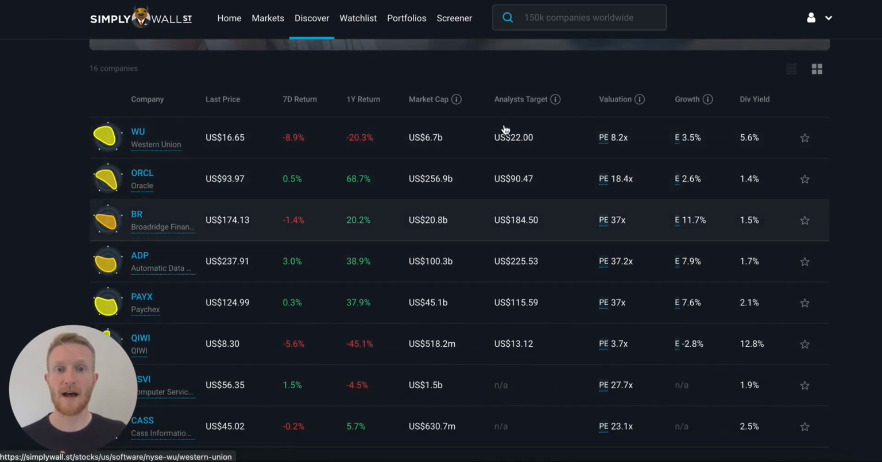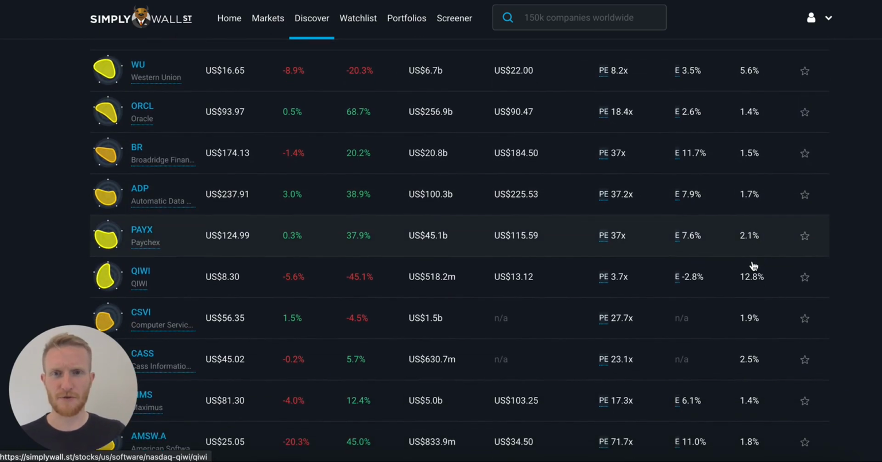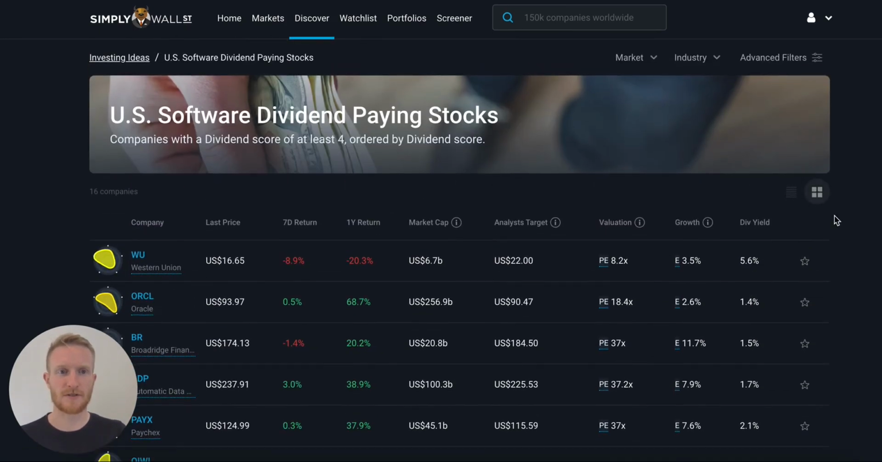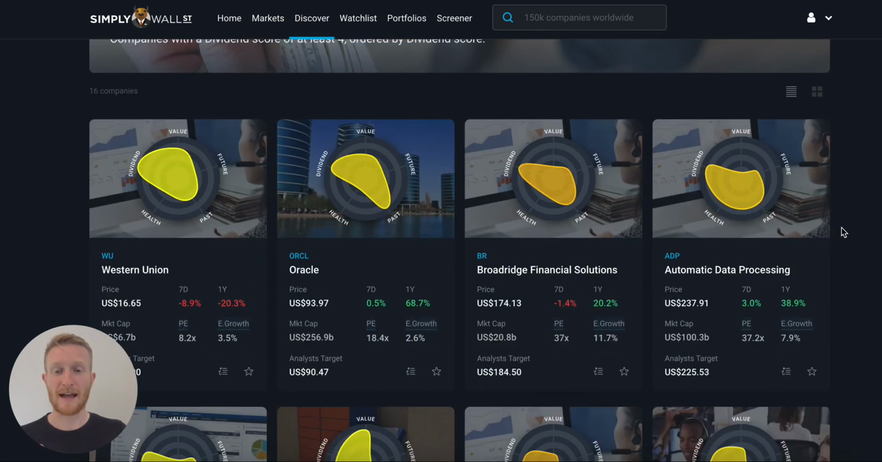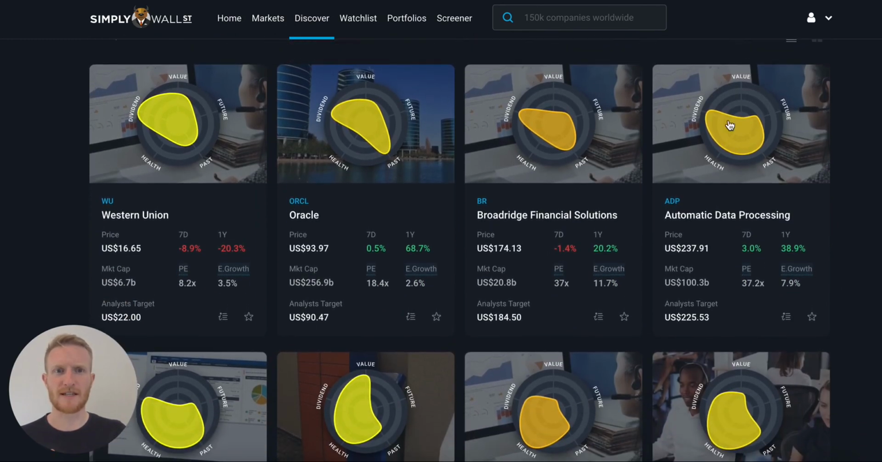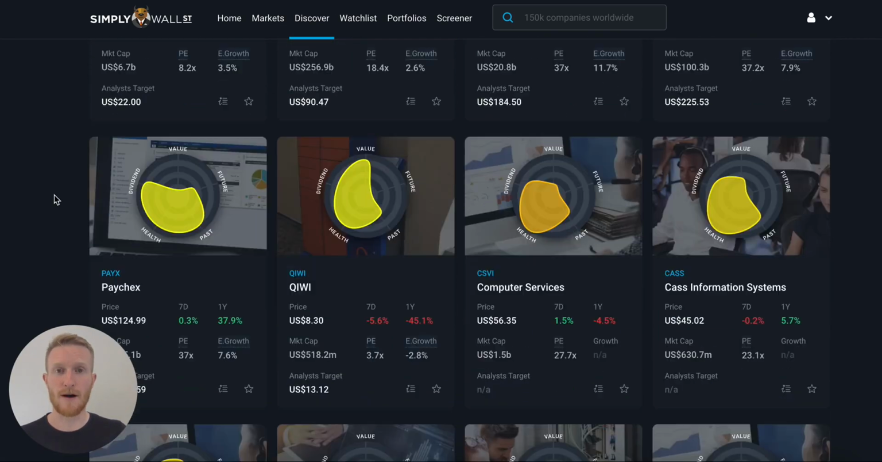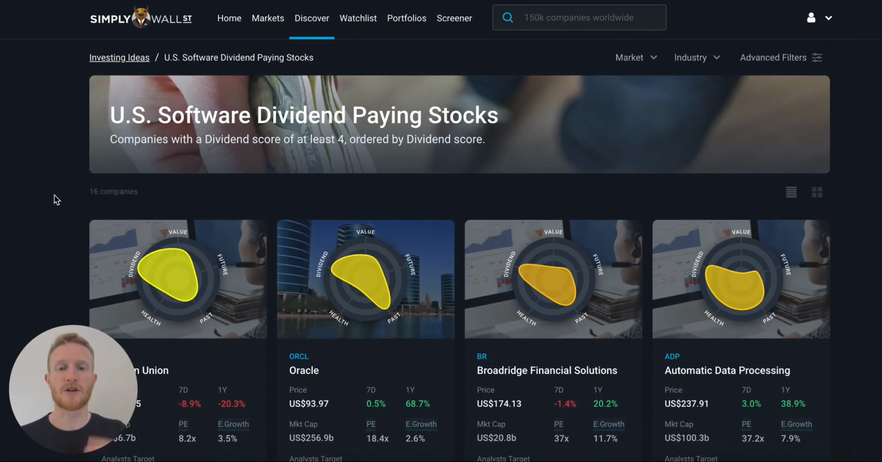So how large they are, analyst price targets, valuation, their expected growth of earnings, and their dividend yield. So you can scroll through here straight away, and if you want, you can also choose the grid view and look at these companies' snowflakes, and you can see straight away, oh wow, these have some pretty good dividend scores. These are probably worth my while. So since you're in that industry, you can then go into these and do the same sort of analysis when you look at their dividend checks, and then try to get an idea of if they're also sustainable, reliable, and a good dividend yielding stock.